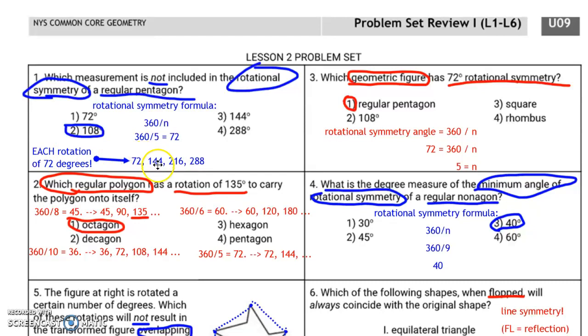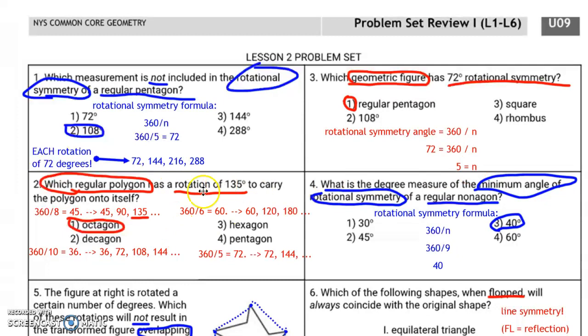So 72, 72 times 2, 72 times 3, 72 times 4. We never use 360 though, because any shape when rotated 360 degrees will carry onto itself. Another rotational symmetry question here was a little backwards because it gave us the angle and asked us to find the number of sides. We know the angle is going to be 72, so we substitute that into the formula and solve for n.